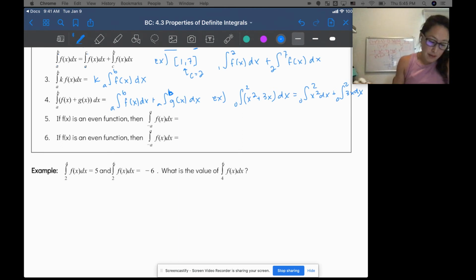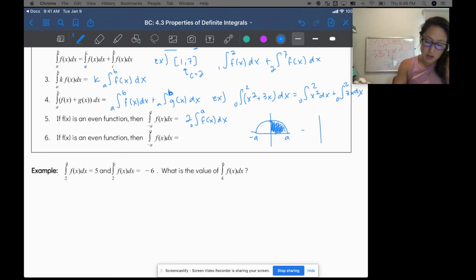All right, so if we have an even function, then remember an even function has reflective symmetry across the y-axis. So if I evaluate from negative a to a, then what I have is two copies of itself. So I can evaluate the integral from 0 to a of f of x dx, but then I know it's a double copy of itself, so I'm just going to multiply it by 2. So the area will be the right side times 2.